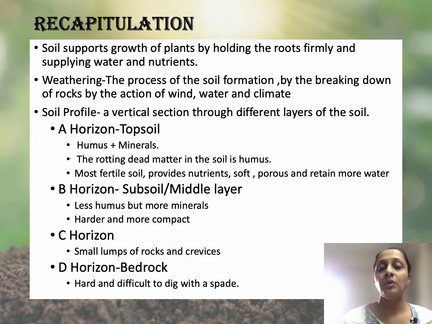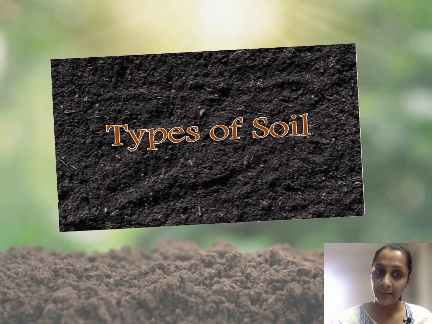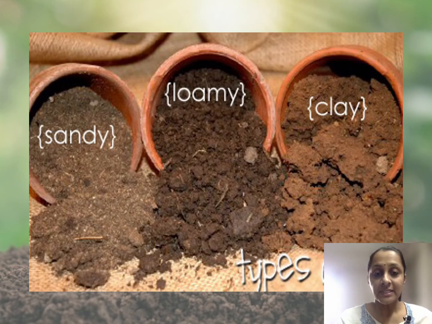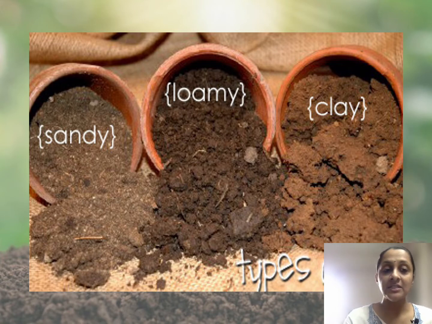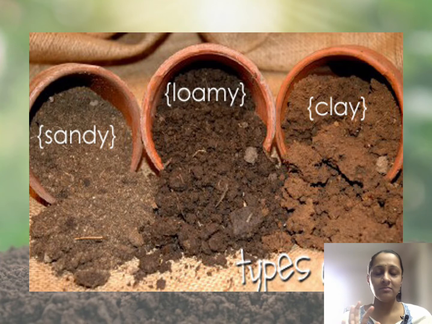So today we are going to talk about the various types of soil which are there. In your syllabus mainly there are three types of soils, which are sandy, loamy and clayey soil. If you can see in the image, there is a difference in their colors also. So normally when we talk about soil, we say soil is brown in color.